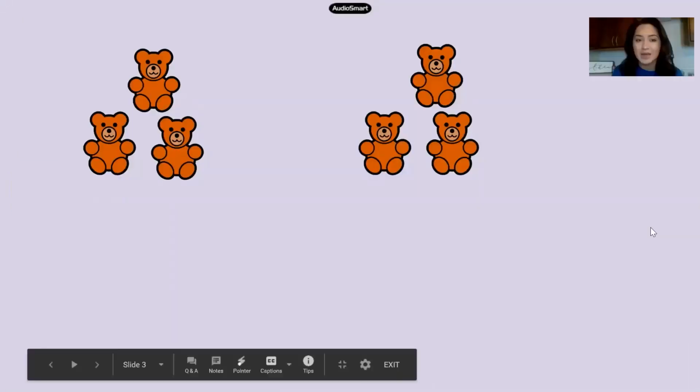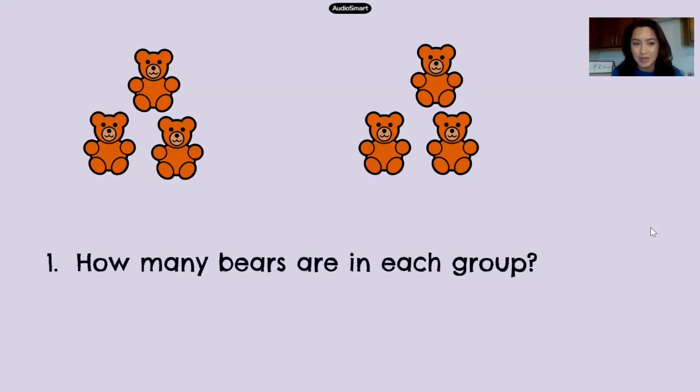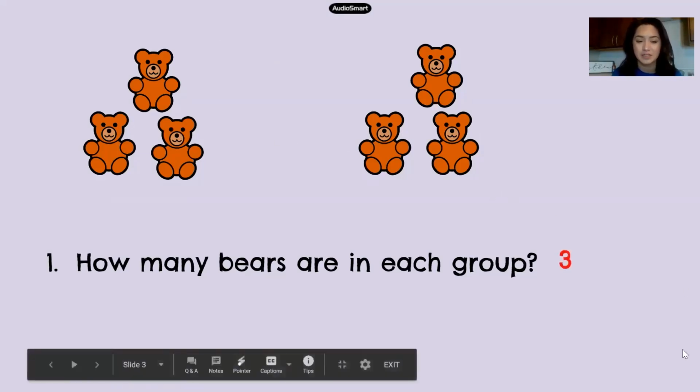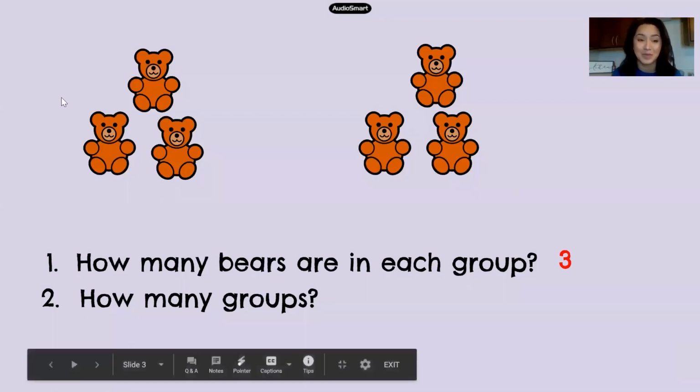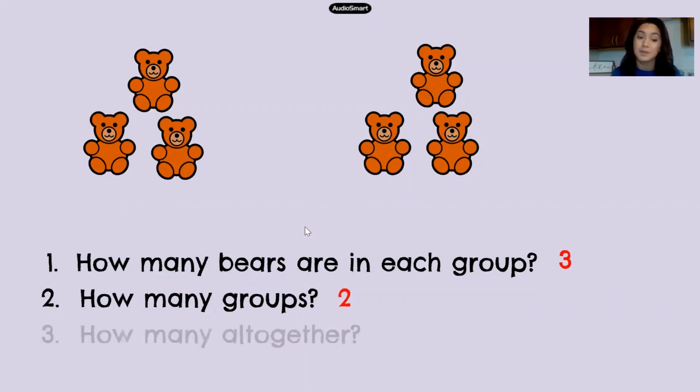Okay? I want to know how many bears are in each group. Show me on your hand how many bears are in each group. 3. 1, 2, 3. 3 bears in each group. How many groups? Show me on your hands. 2. 1 group, 2 groups. That means I have 2 groups of 3.